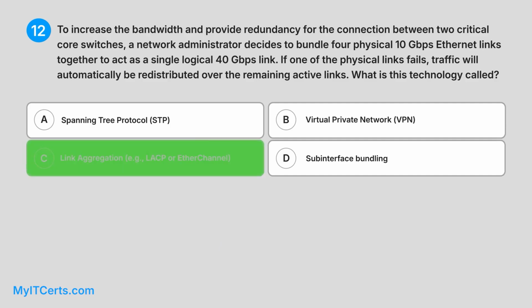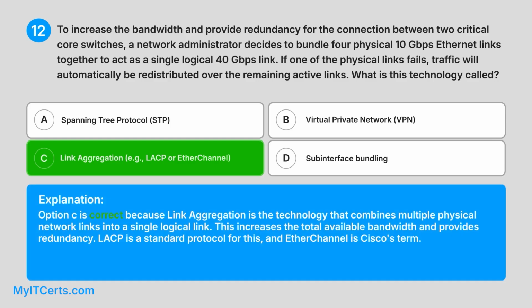Correct answer: C. Link aggregation, e.g., LACP or EtherChannel. Explanation: Option C is correct because link aggregation is the technology that combines multiple physical network links into a single logical link. This increases the total available bandwidth and provides redundancy. LACP is a standard protocol for this, and EtherChannel is Cisco's term.